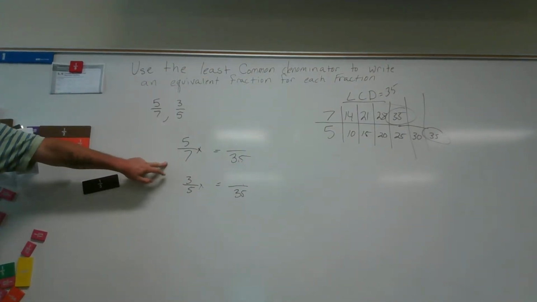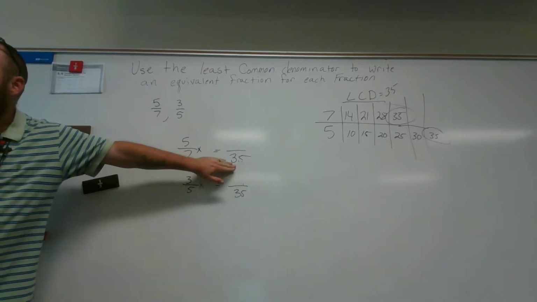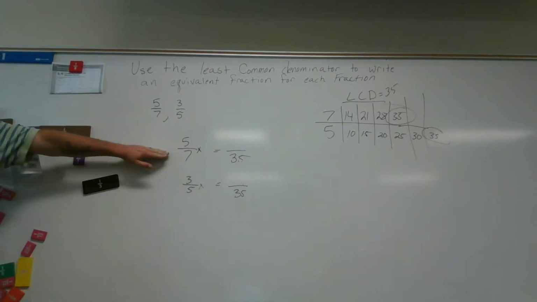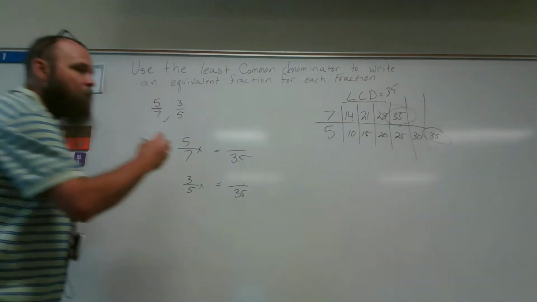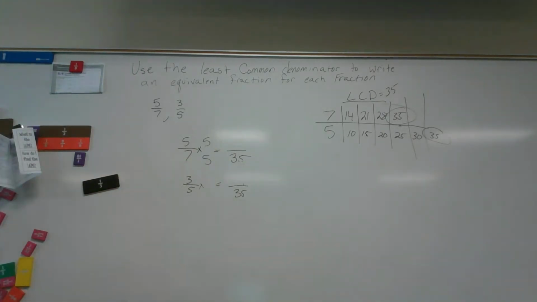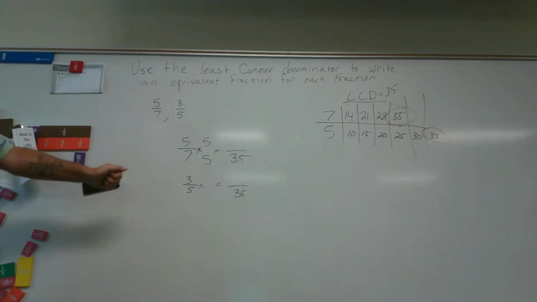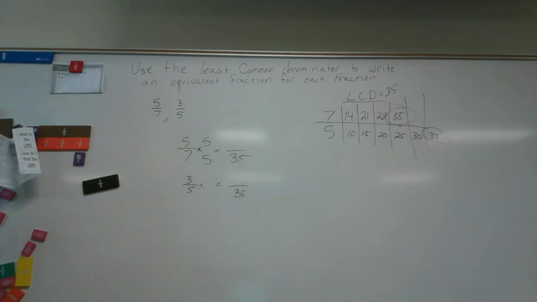I know I have to multiply 7 by something to get 35. So, Reagan, what do I multiply 7 by? Okay, if I multiply my denominator by 5, I have to do the exact same thing to my numerator. So 5 times 5 is 25.